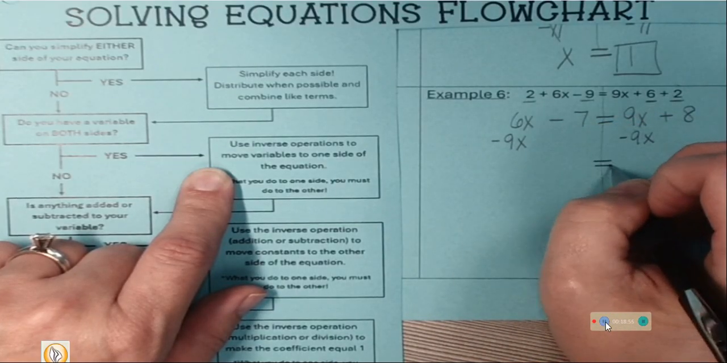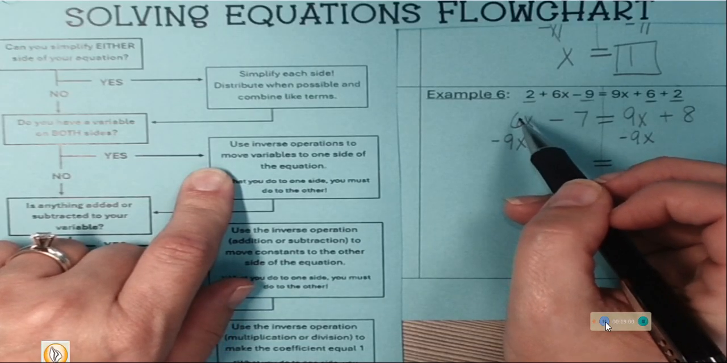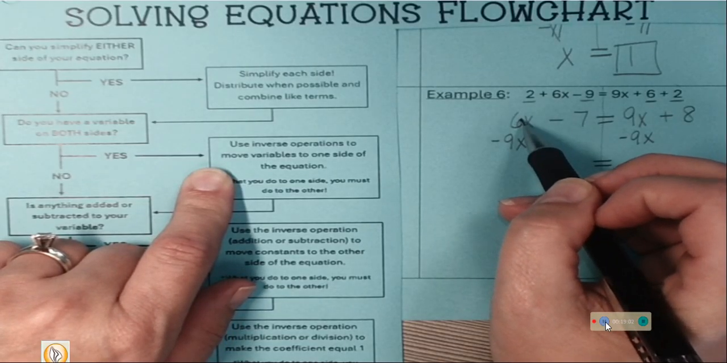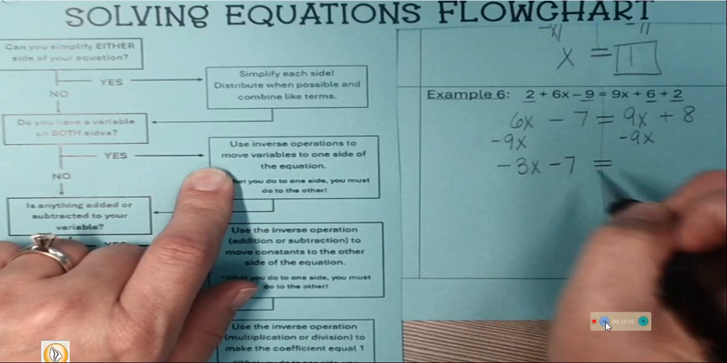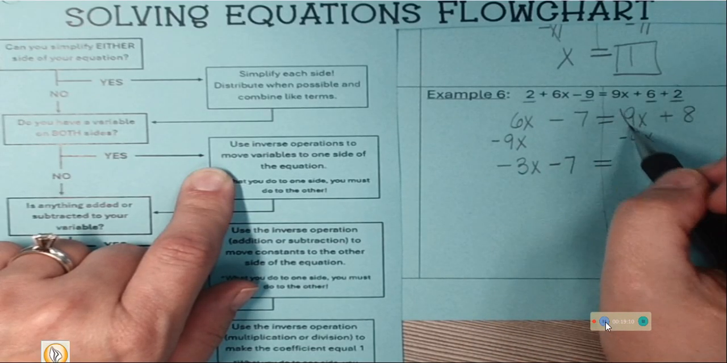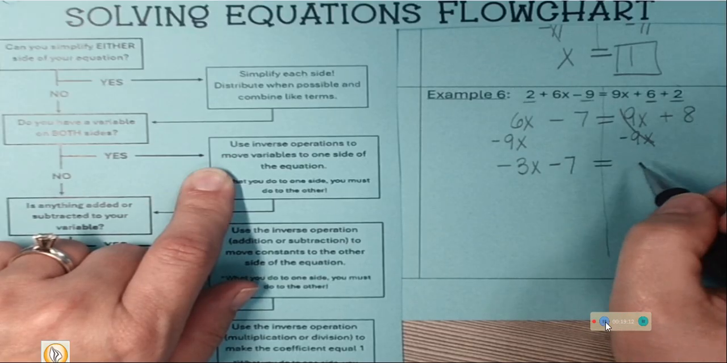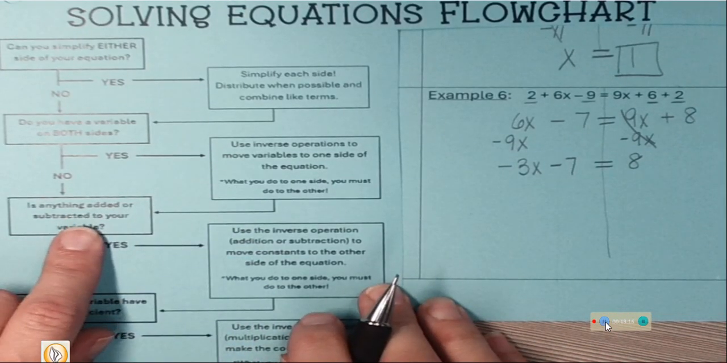Okay, keep that equal sign in the middle. If you need to use your calculator to do the math, do that. What is 6 minus 9? Negative 3x, bring down minus 7. What is 9x minus 9x? It cancels, it's 0, and all you've got is an 8.